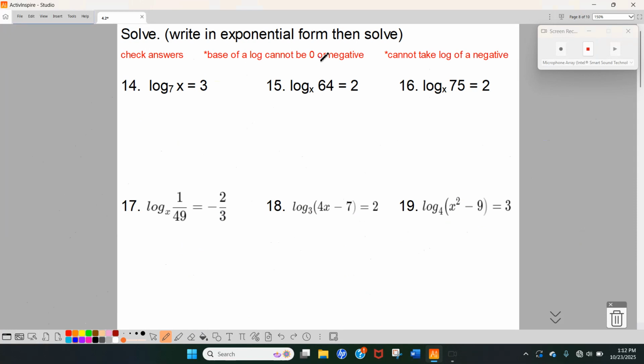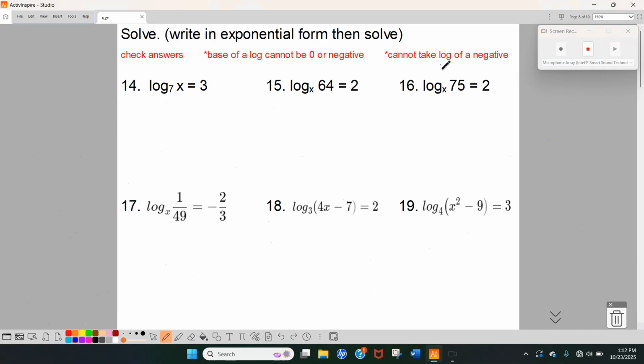For now, we're really just going to think if the base of the log is 0 or negative, or if the number inside the log, the argument, is negative, then it's a no-go. Those are the kinds of things we're looking for to say, no, that answer is no good.